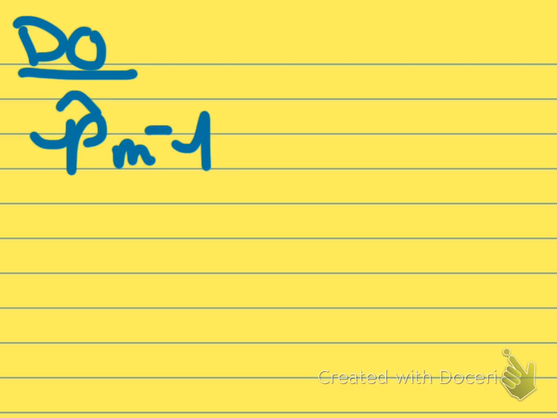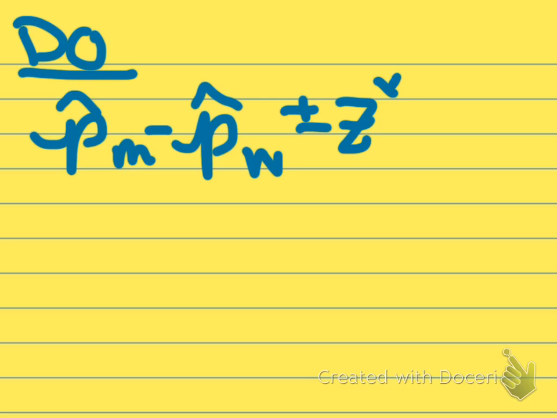The do part. You can plug everything in your calculator. However, you do need to show the numbers plugged in. So you need to have P hat of M minus P hat of W. I want to be really clear when it comes to your standard deviation, you do not have to pool your P hats together for a confidence interval. Let me repeat, you do not need to pool your P hats together for the interval.